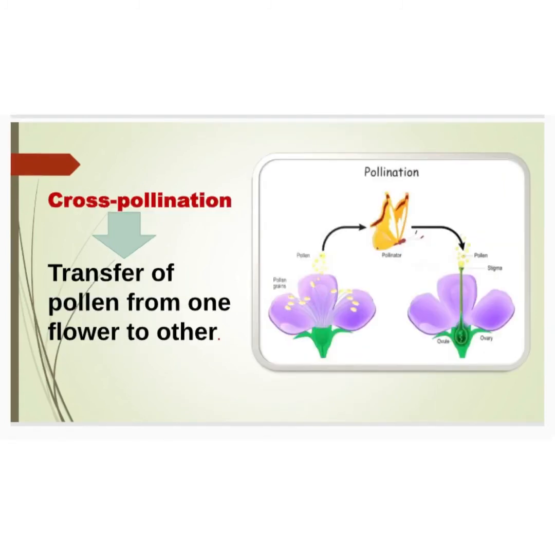Look into the second picture now. You will see cross-pollination happening. Now it is transfer of pollen from anthers to stigma from one flower to another is known as cross-pollination. For example, rose has to be with rose only. Rose cannot go with sunflower or any other flower.